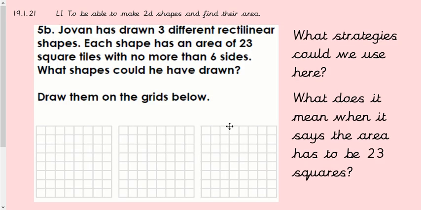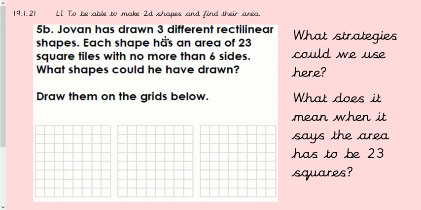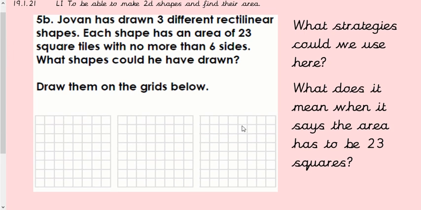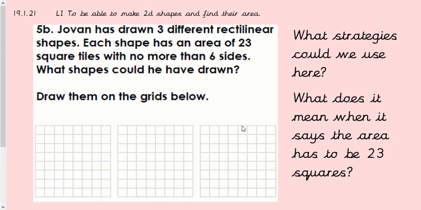Now I want you to have a go at this one. So Jovan has drawn 3 different rectilinear shapes. Each shape has an area of 23 square tiles with no more than 6 sides. What shapes could he have drawn? Draw them on the grids below. So you might need to draw some more grids in your books.